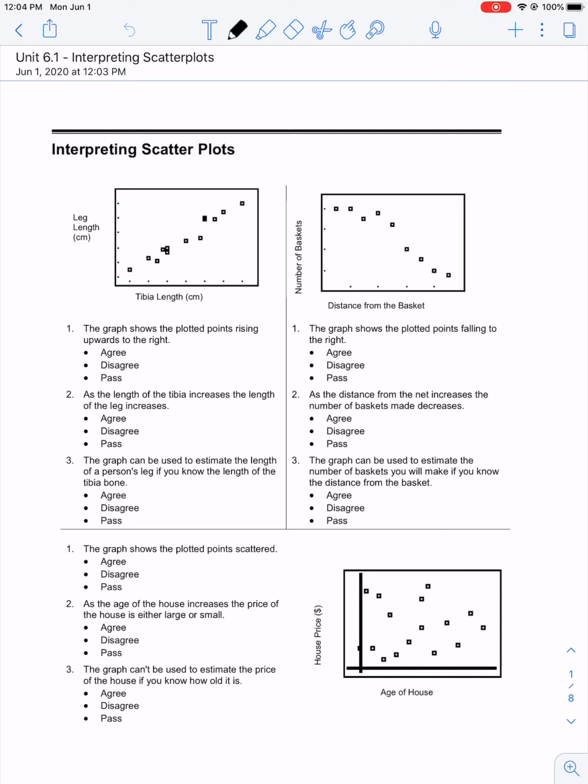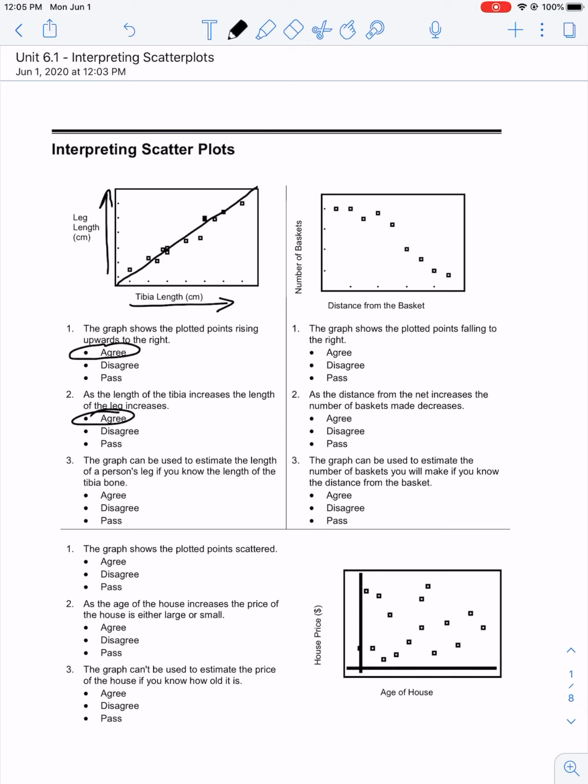The graph shows the plotted points rising upward to the right. Do you agree, do you disagree, or do you pass? And you actually don't have the option to pass. So I agree that for the most part, this set of data is rising to the right. Two, as the length of the tibia increases, the length of the leg increases. Yes, as I read the graph from left to right, the points are rising. So as tibia length is increasing, leg length is also increasing. So I agree with that.